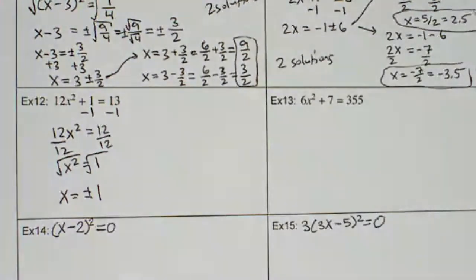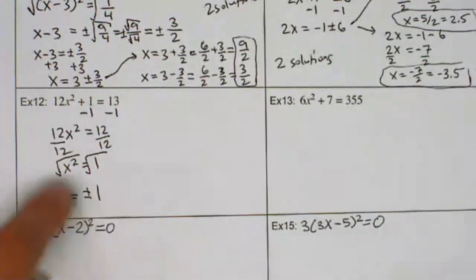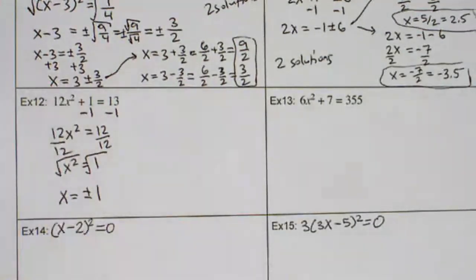1 is the only whole number you can multiply in order to make 1. And if you think about plugging this back in, well, 1 squared makes 1. Negative 1 squared also makes 1. So 12 times 1 is 12. Plus 1 gives us the 13 we need.